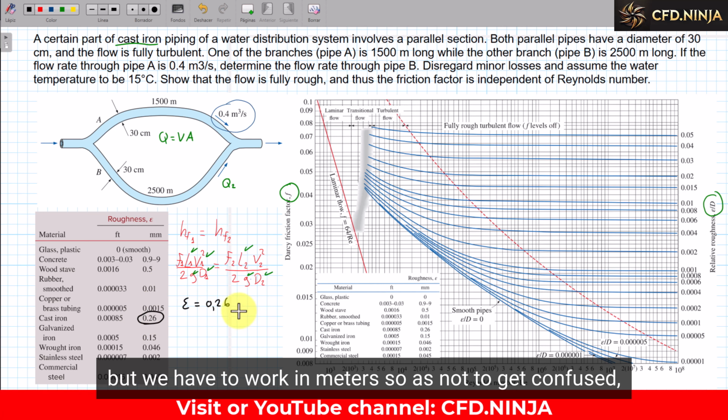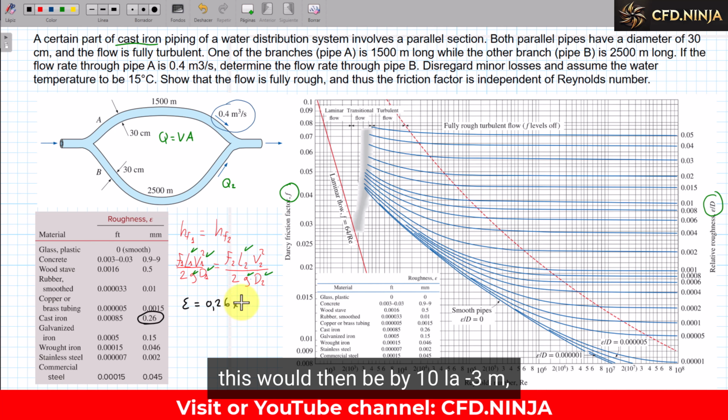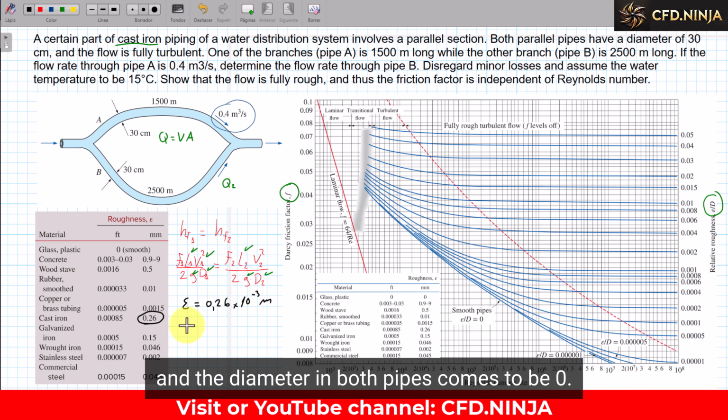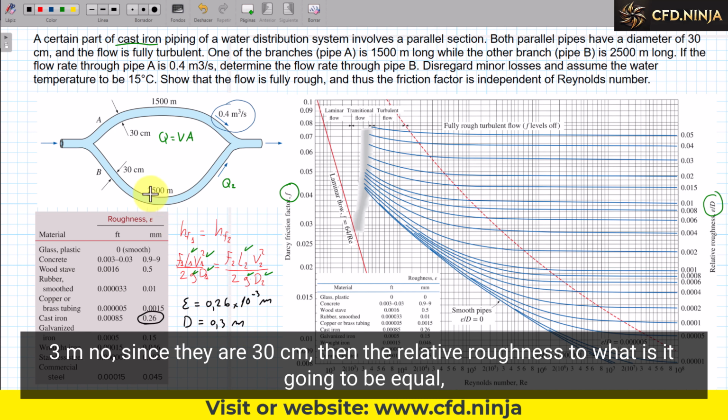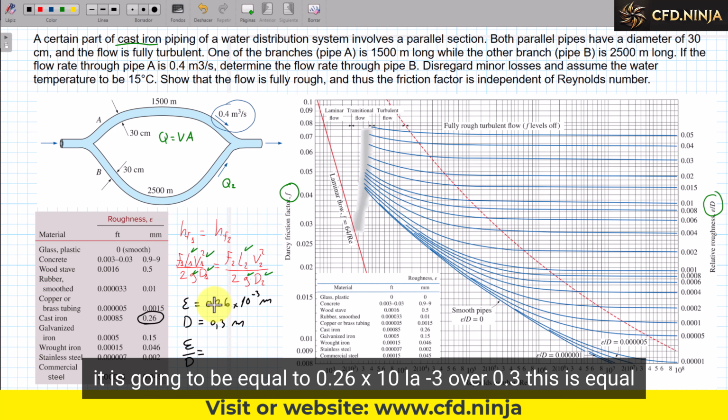But we have to work in meters so as not to get confused. This would then be 10 to the minus 3 meters. And the diameter in both pipes comes to be 0.3 meters, since they are 30 centimeters. Then what is the relative roughness going to be equal to? It is going to be equal to 0.26 times 10 to the minus 3 over 0.3.